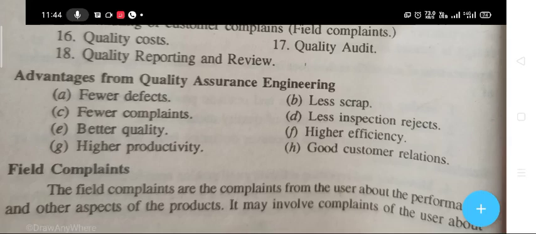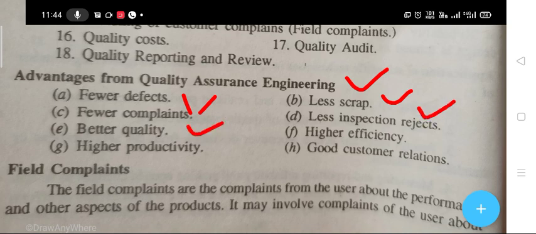Advantages from quality assurance engineering. There are a few advantages. The first advantage is fewer defects, less scrap, fewer complaints, fewer inspection rejects, better quality, higher efficiency, higher productivity, and good customer relations.